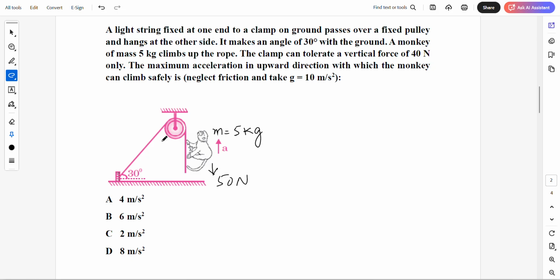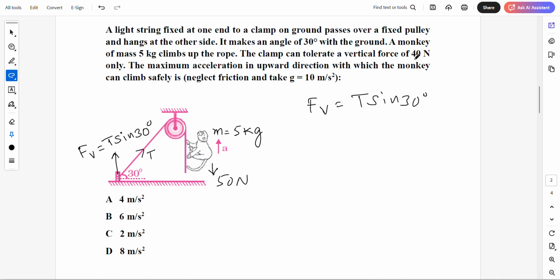The clamp can tolerate a vertical force of, okay, vertical force. Vertical force is given by how much? If this is 30 degrees, this will be the tension T. The tension components will be T cos 30 degrees and T sin 30 degrees. The vertical force Fv is equal to T sin 30 degrees.